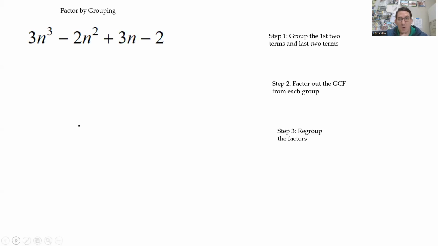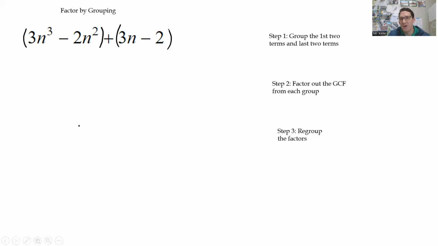Factor by grouping. So what we're going to be doing is factoring this polynomial. If you notice the ones that we had yesterday, you had 2 terms or 3 terms, we're going to deal with something that has 4 terms. And what you want to do is factor it by grouping. Step 1, group the first 2 terms and last 2 terms together.